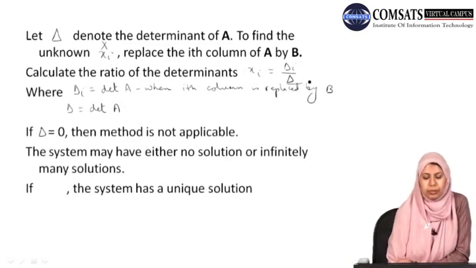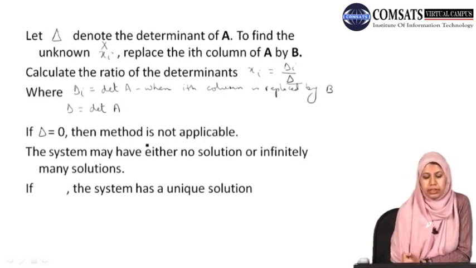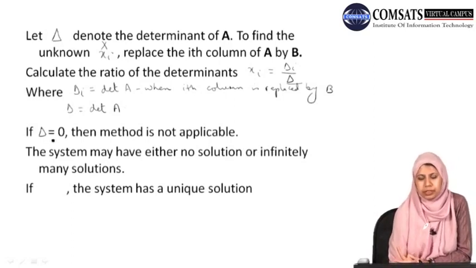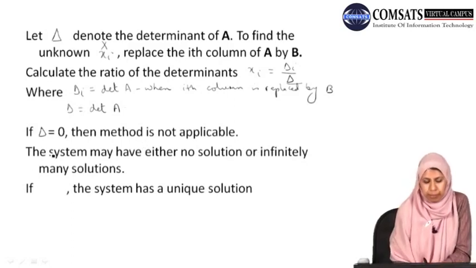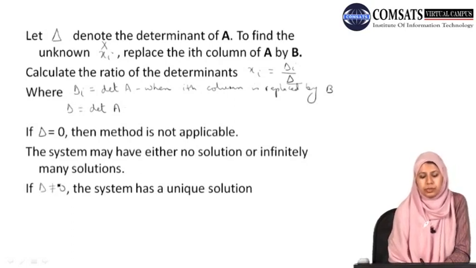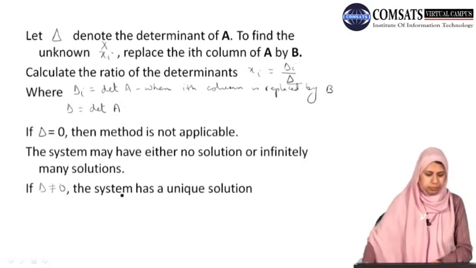Now, if delta is equal to 0, that is the determinant of our given matrix is 0, we conclude two things. Either the system has no solution, or the system has infinitely many solutions. But in the other case, when delta is different from 0, that is when the determinant of the given matrix is non-zero, the system has a unique solution.